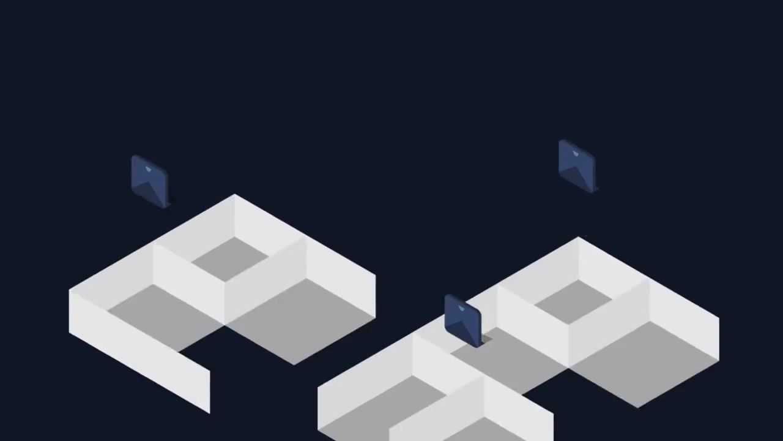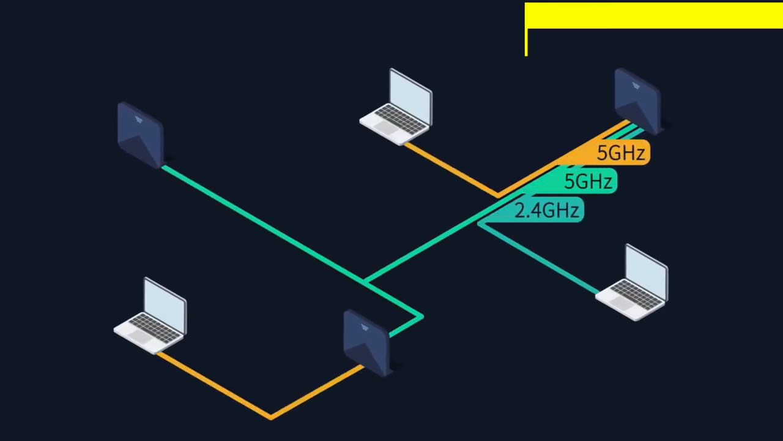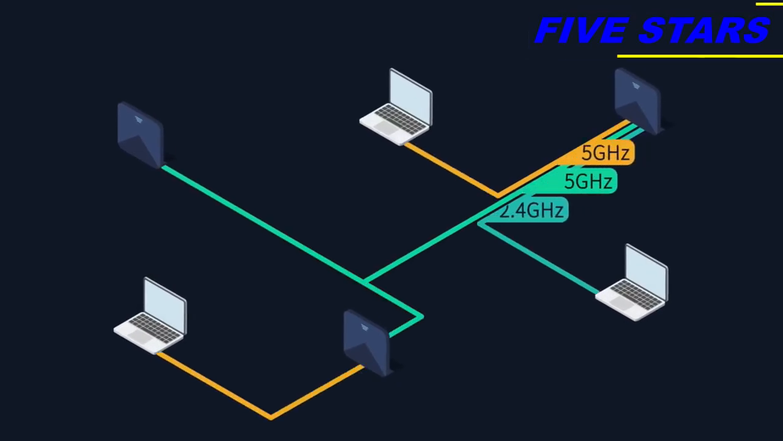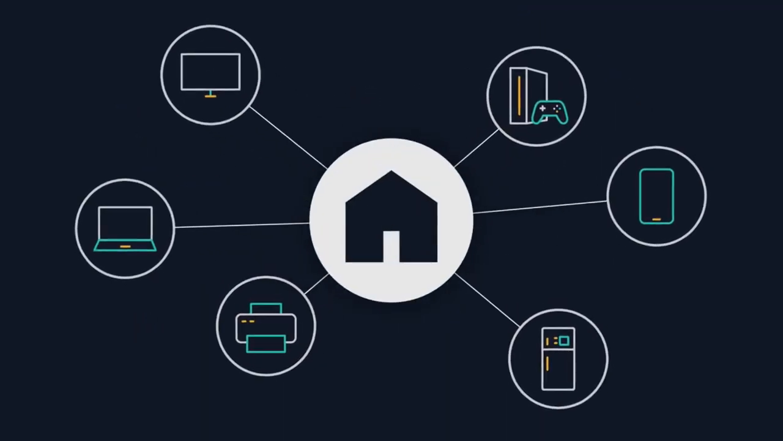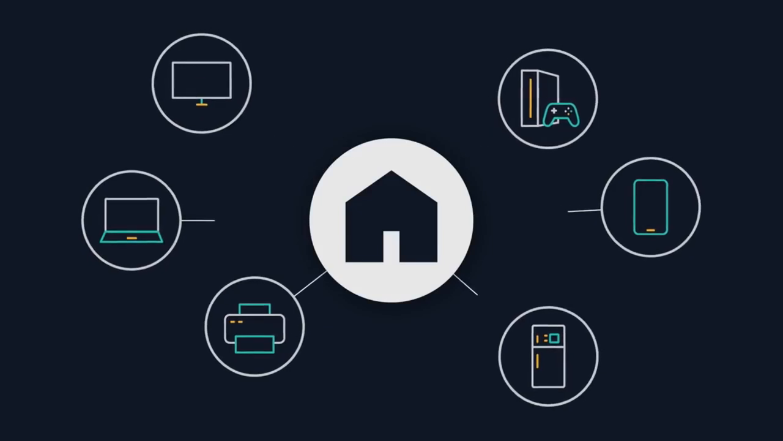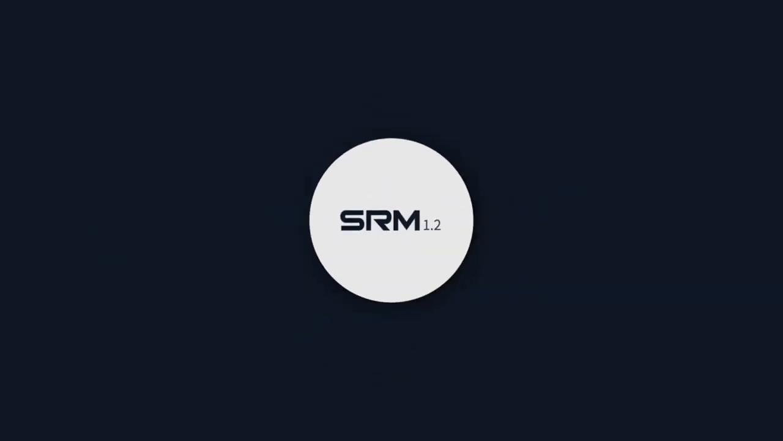The MR2200AC comes equipped with an additional 5 GHz band that can be used for communication between Wi-Fi points, reducing overall network congestion and providing superior performance compared to a dual-band system. Your whole network can be centrally managed via Synology's intuitive router management software, Synology Router Manager, or SRM.